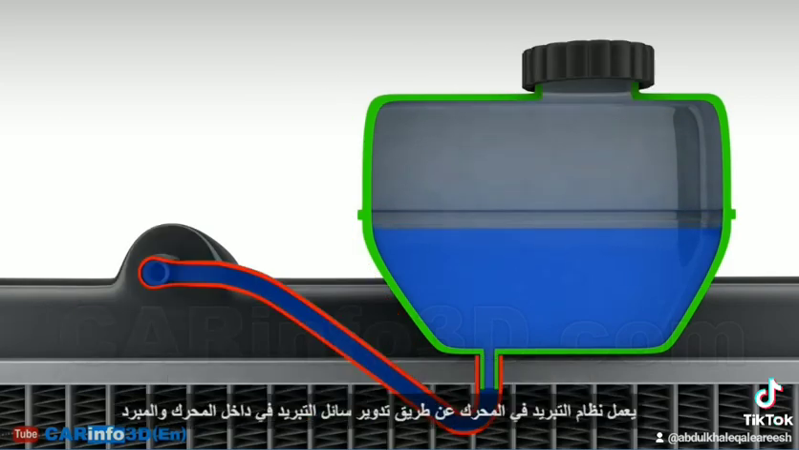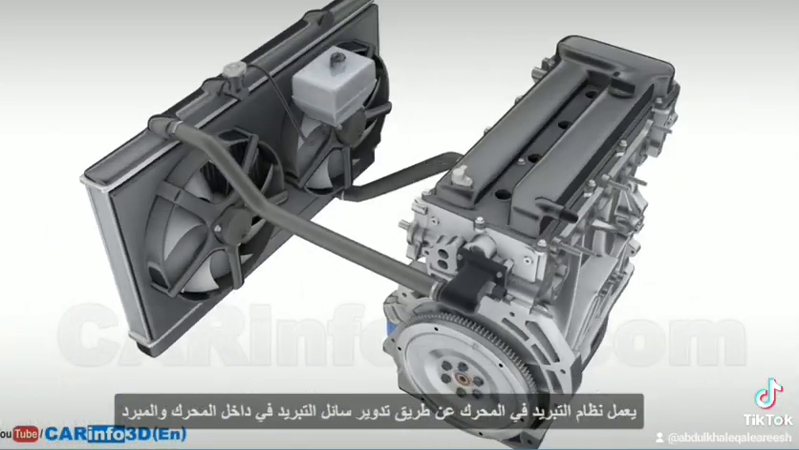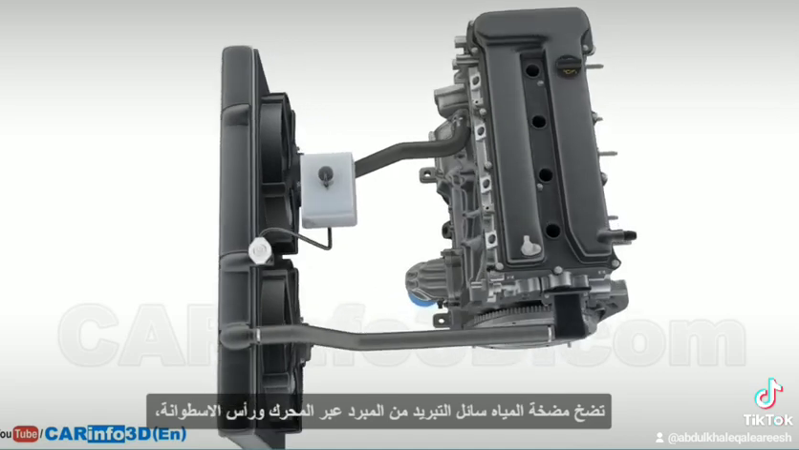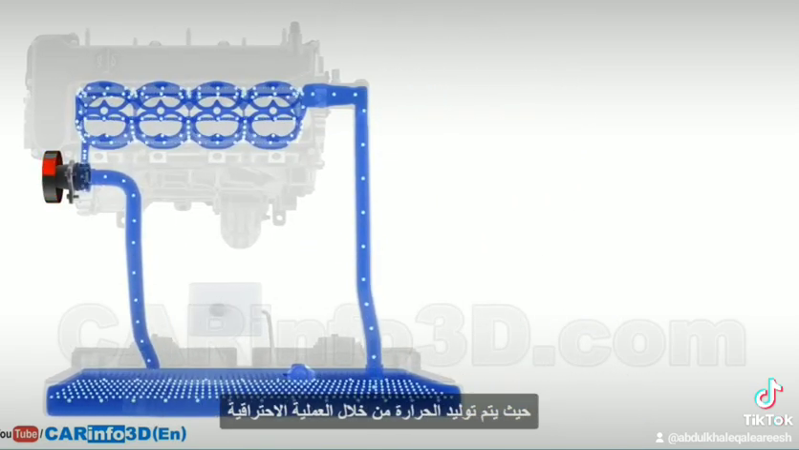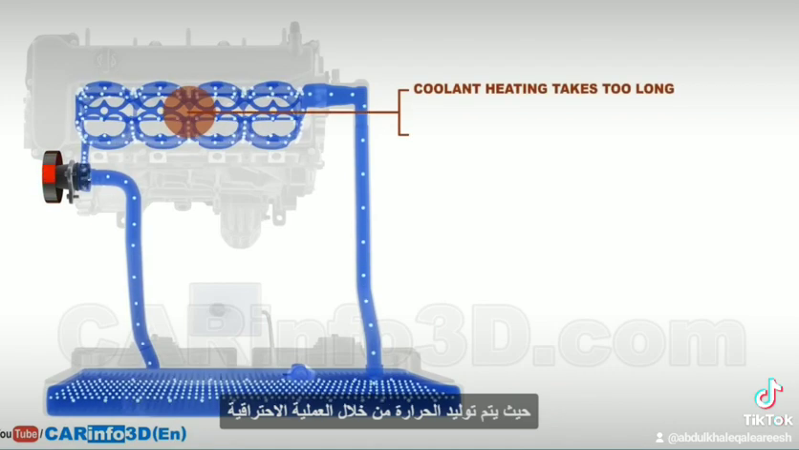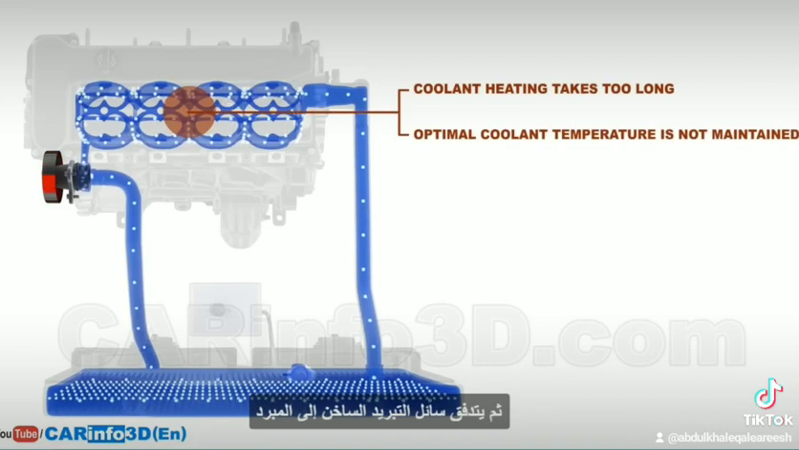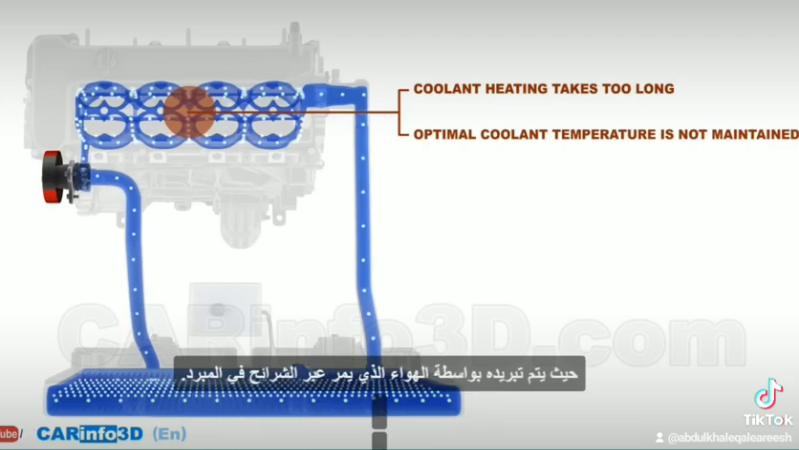The cooling system works by circulating the coolant through the engine and radiator. The water pump pumps the coolant from the radiator through the engine block and cylinder head, where it absorbs the heat generated by the combustion process. The heated coolant then flows back to the radiator, where it is cooled by the air passing through the fins.